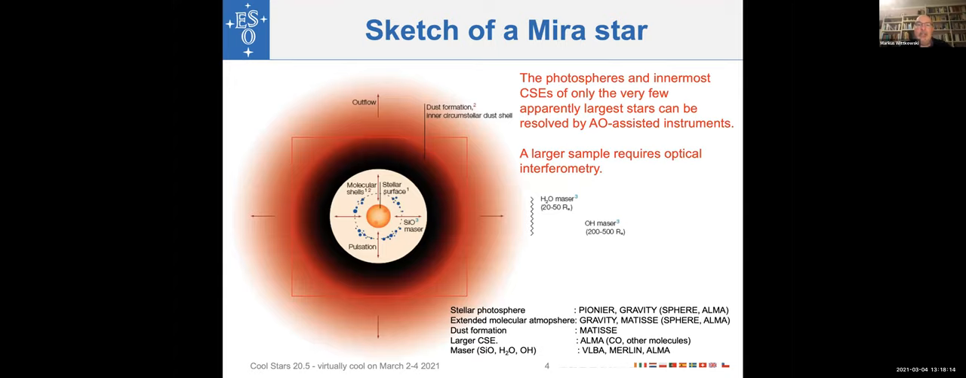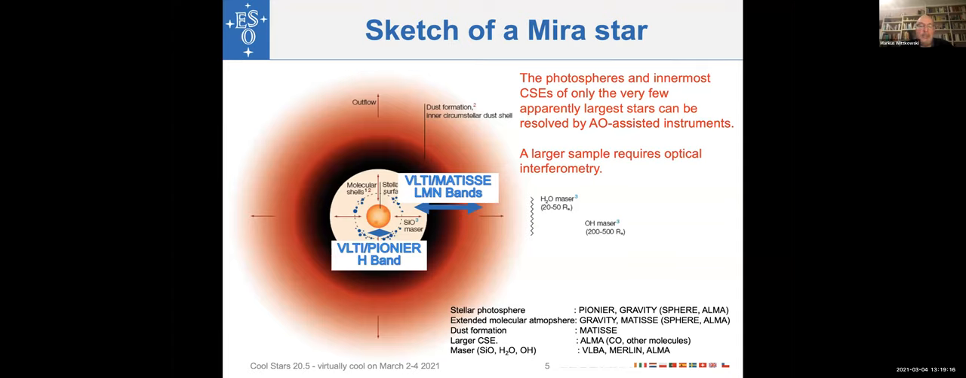So here we see a sketch of a Mira star, with the stellar surface surrounded by an extended molecular atmosphere, and then the dust formation zone and the wind. And these different regions can be probed with different instruments. If we want to study the very inner part where the mass flow is initiated, we can observe only the very few apparently larger stars with instruments like SPHERE or ALMA to resolve the photosphere. But for a larger sample, we require optical interferometry. In particular, there are two very interesting instruments at the VLTI: the PIONIER instrument, in the H band, that can observe the stellar photosphere, and the MATISSE instrument that can observe the extended atmosphere and the dust envelope.